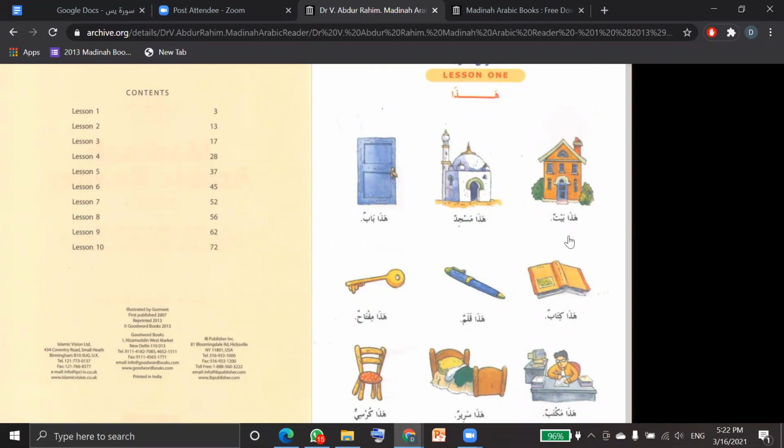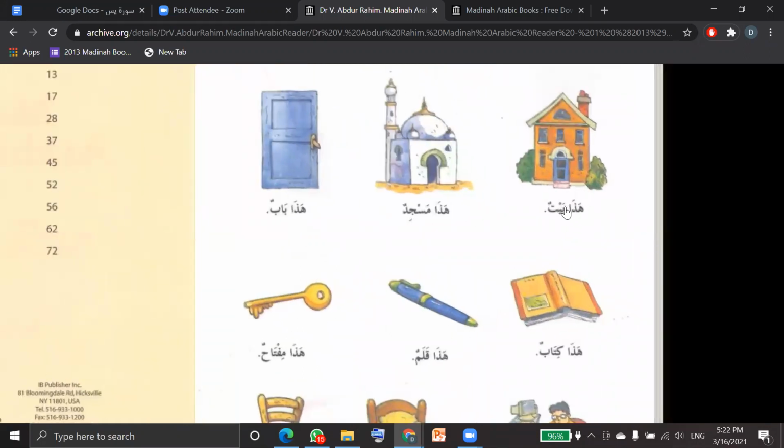Okay. Haza baitun. Haza, this, baitun. What do you think baitun could be? This house. Yeah, this is a house. This is a complete sentence, you know. Haza baitun, though it's two words, is a complete sentence. It means this is a house. Get it? Okay. Haza baitun, this is a house.